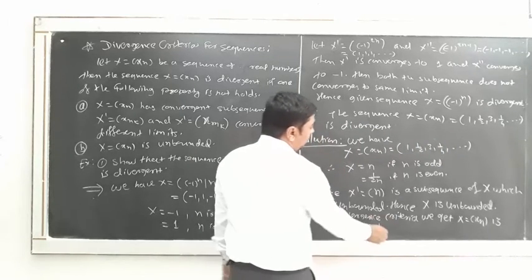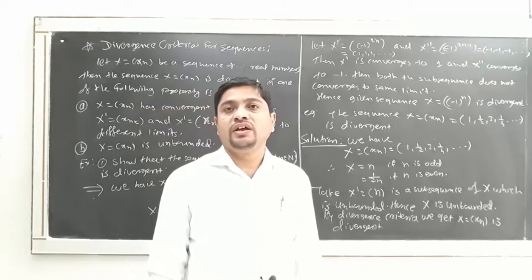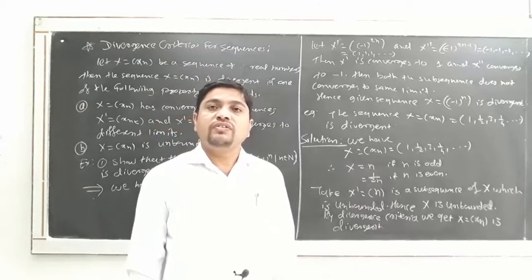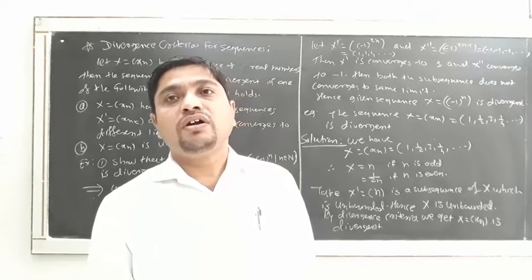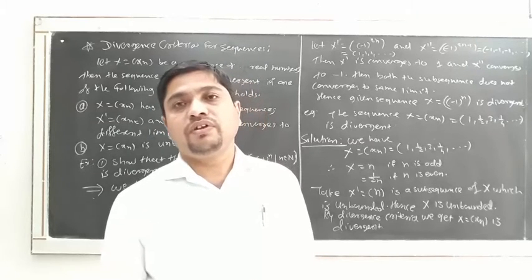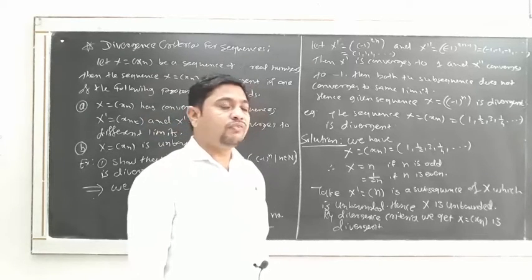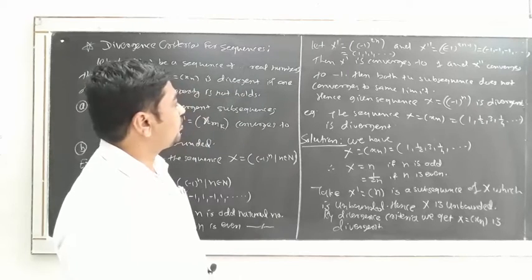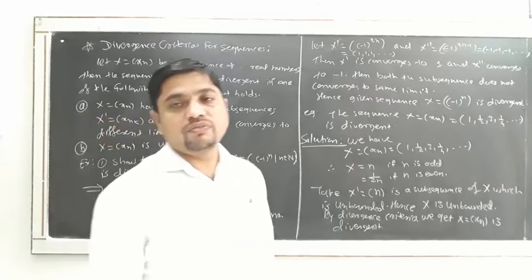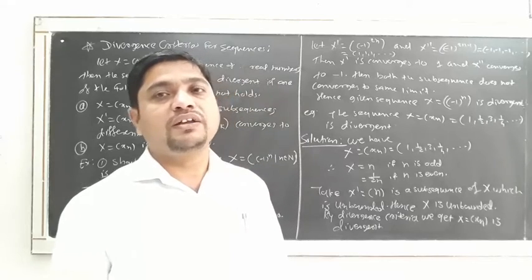Okay, because x has an unbounded subsequence, that means x is unbounded, and therefore by the divergence criteria the sequence x does not converge to a limit, that is, it is a divergent sequence. In the similar way you can prove many sequences are divergent. Try some more examples, or we will solve some examples in the practical session.